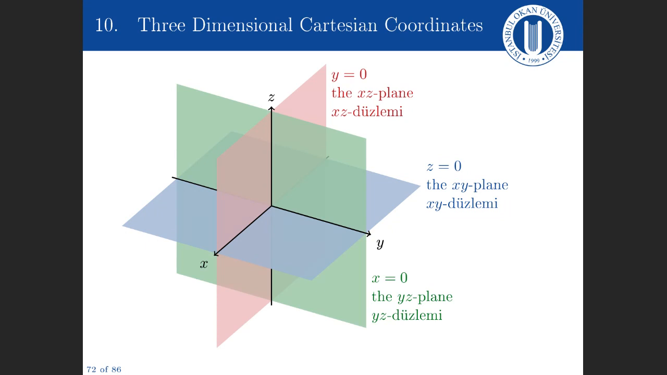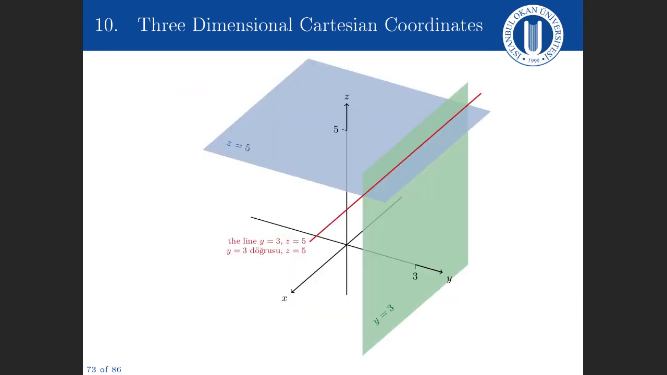We don't have to be using the number 0. We could use different numbers. Here I've drawn the plane y equal to 3 and the plane z is equal to 5. All the points where z is equal to 5 make up this blue plane, which of course goes to infinity in every direction. The line where these two planes intersect is the line where y is equal to 3 and z is equal to 5, but x could be any number.